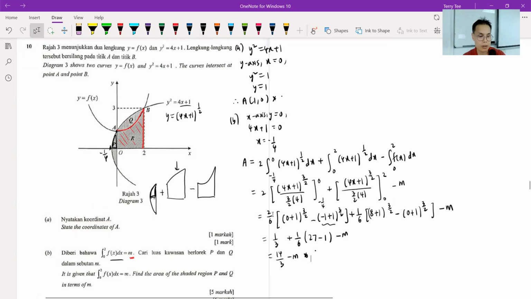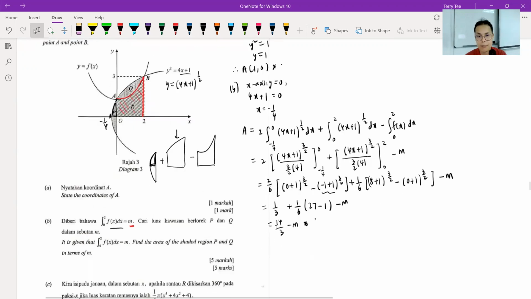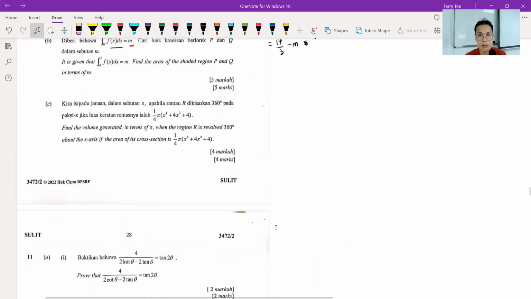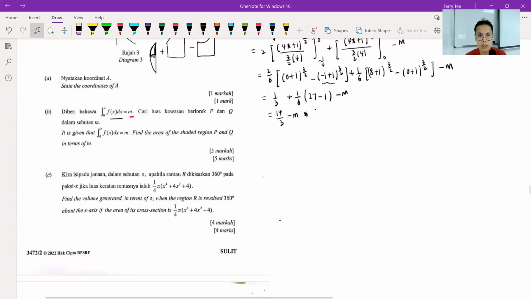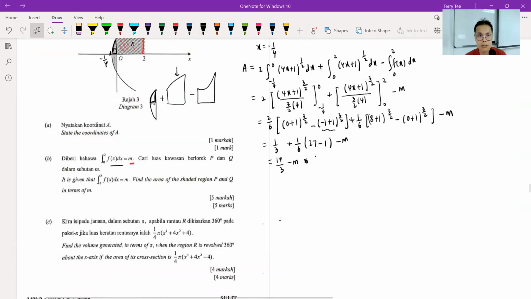Your answer will be in terms of a number and m. Okay, next, let's talk about volume. Find the last part. Find the volume generated in terms of pi when the region R is revolved 360 degrees about the x-axis. Okay, given that the area of the cross section is this.